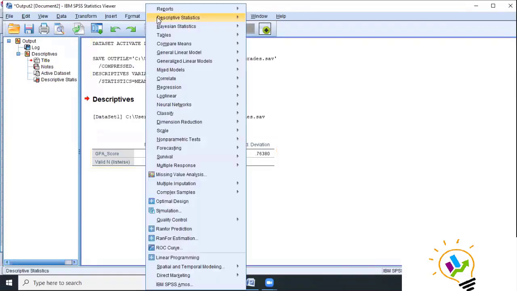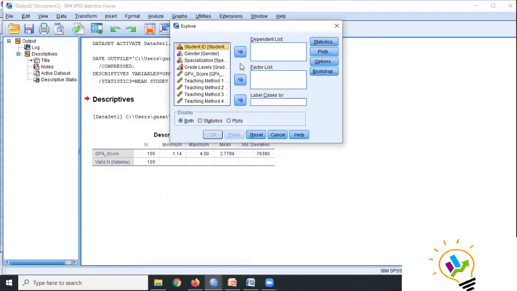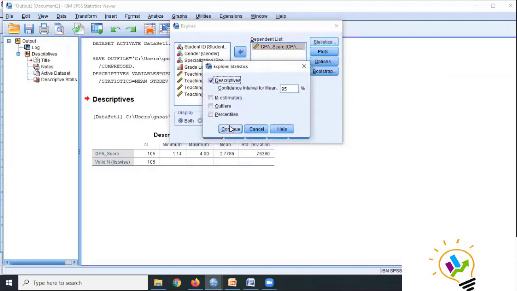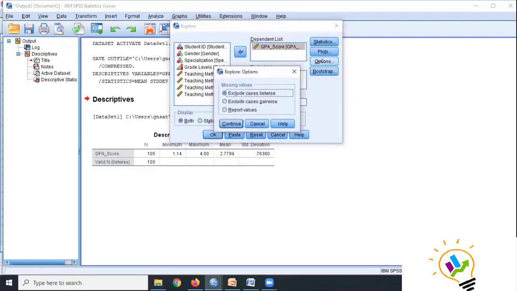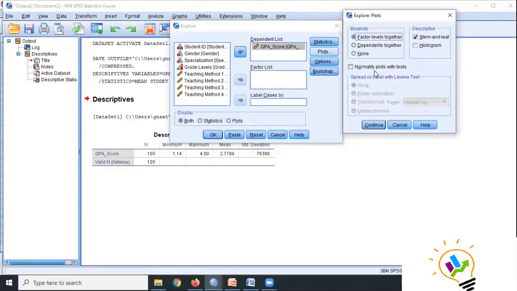We can go to Analyze, Descriptive Statistics. In Descriptive Statistics, we have Explore. In Explore, we take the dependent variable, and you can see Statistics. Okay, just a moment.